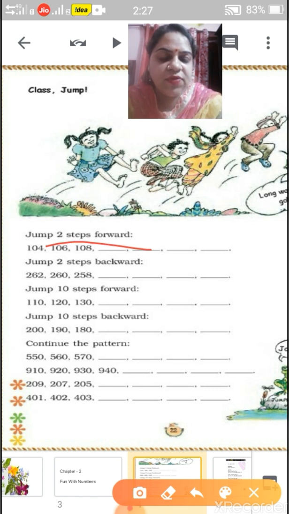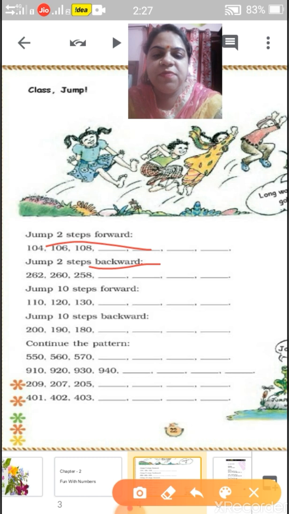So here comes 110, 112, 114 and 116. Next, jump 2 steps backward. Now we have to do 2 steps backward. So 262, 260, 258. Now 256, 254, 252 and 250.